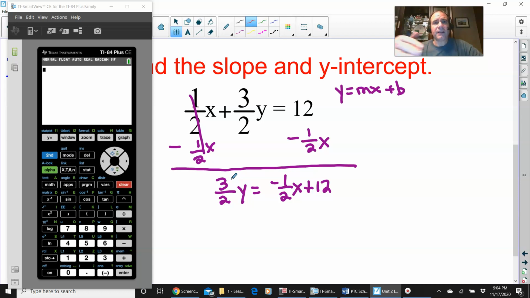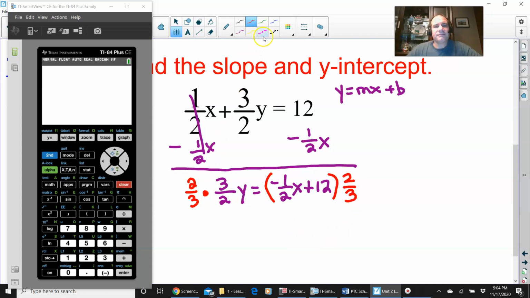Every time you see a fraction, you multiply by that reciprocal, and the reciprocal is just switching the numerator and denominator. That's all it is. So don't make it any more difficult than it is. It is just multiplying by the reciprocal. So I'm going to multiply 3 over 2. The reciprocal is 2 over 3. Multiply by that side. And then I have to put this in parentheses and multiply by 2 over 3.